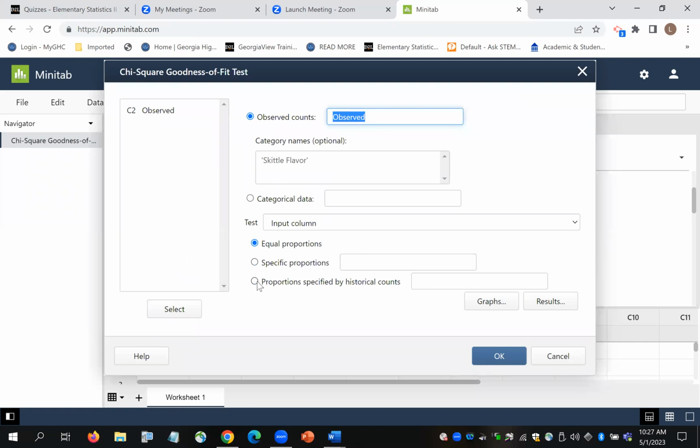of proportions, they specify by historical count. Minitab is looking for a proportion or a percentage. The number 11 is the count, not the proportion. Okay, I see. So it would make a difference. Your count here, if you have 100% and 5 flavors, would be 20% for each category. All right.